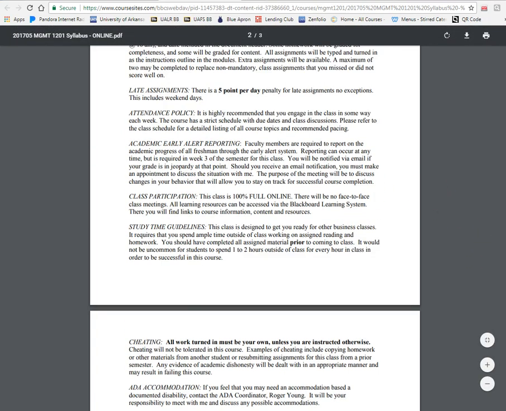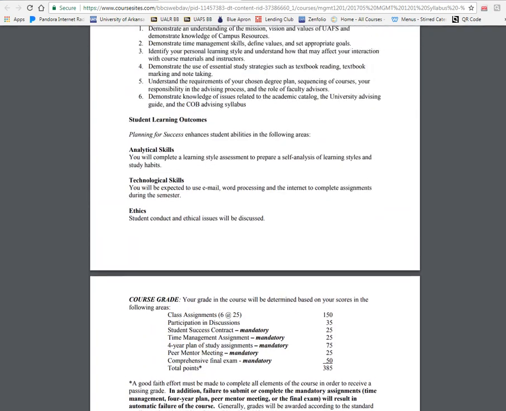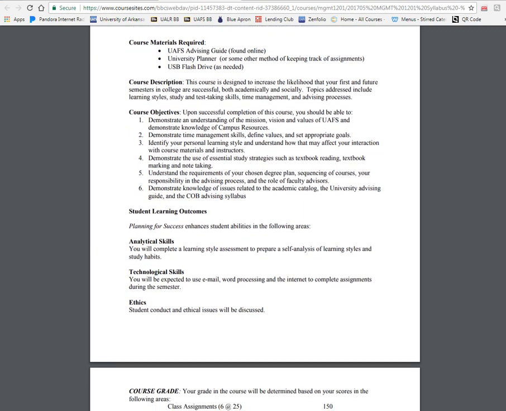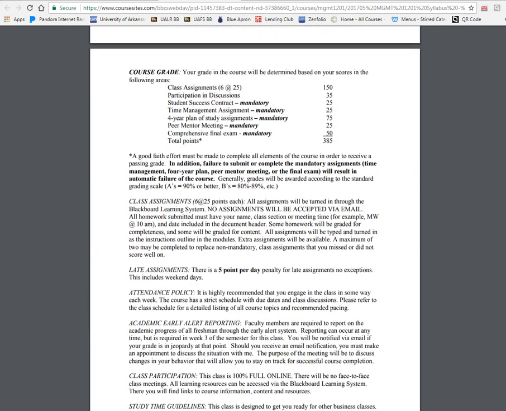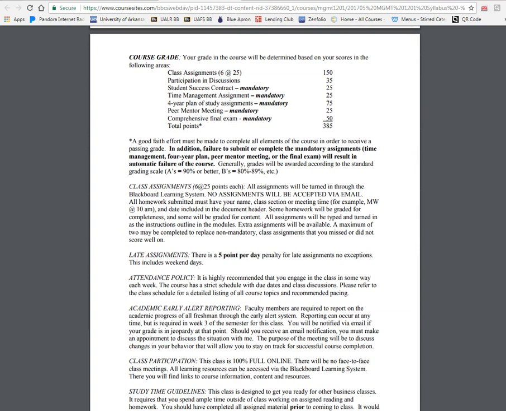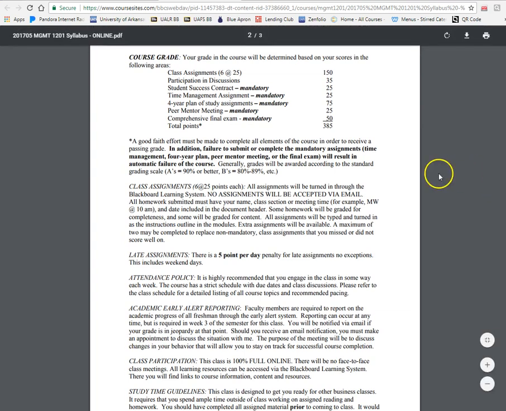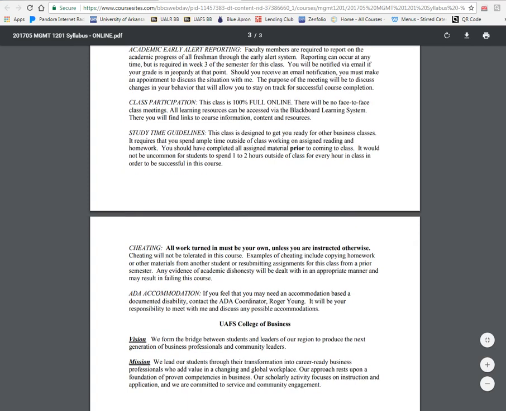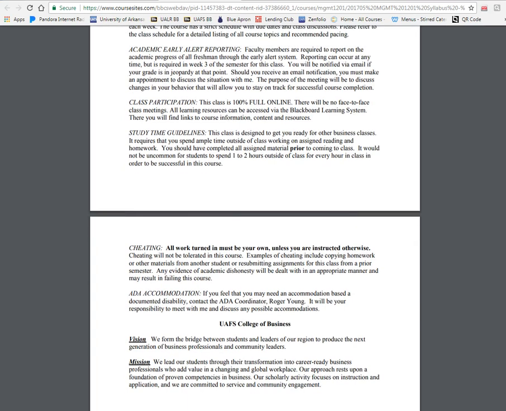And it has all of the requirements of the course, listing the student learning outcomes, course description, objectives, the materials required, and how the grades are laid out, total points in the course, how class assignments are expected to be turned in, what happens if an assignment is late, their attendance policy, which is of course participating weekly in their discussions, and some extra information on academic early alert, class participation, study guidelines, and of course any academic dishonesty or ADA accommodations.